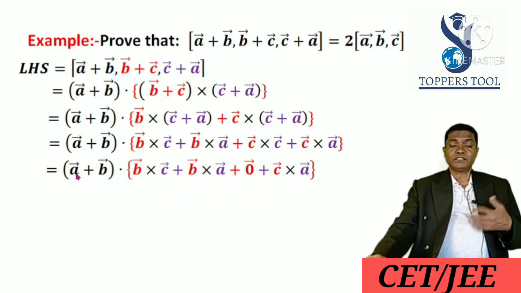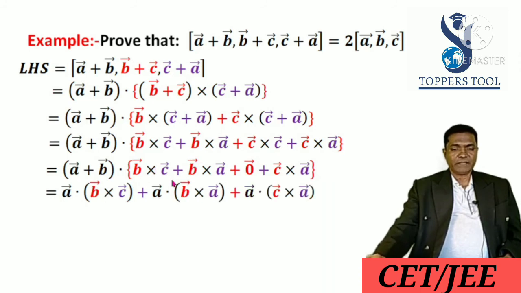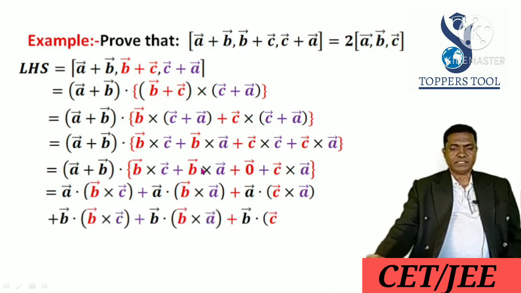Now you can further distribute. You have to distribute vector A over this and vector B over this. So just vector A dot of vector B cross C, vector A dot of B cross A, vector A dot of C cross A. Similarly, you can distribute this vector B over this. So you can write vector B dot B cross C, vector B dot this. So we have distributed the vectors A and B.